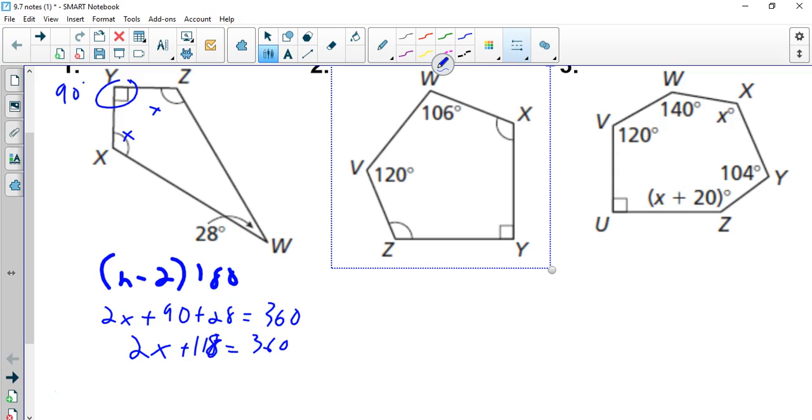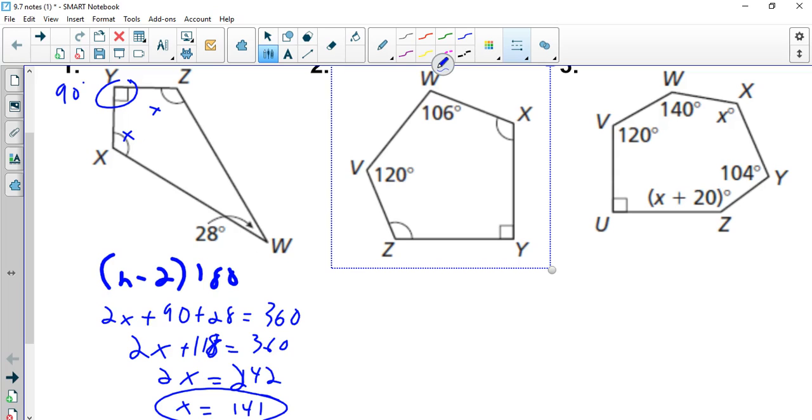You're going to subtract 118 from 360. That's 242. And we divide by 2. You're going to get x equals 141. Okay, and that tells you the two angles are 141, and you could check it. You could add 141 plus 141 plus 90 and 28, and you'll get 360.